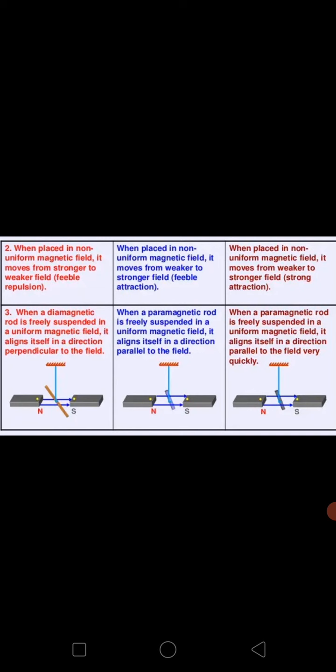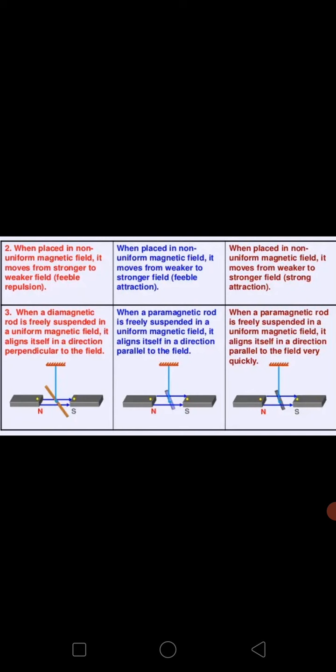And now when the diamagnetic substance, or you can say a rod, as indicated in the diagram, is freely suspended in a uniform magnetic field, it aligns itself in a direction perpendicular to the field. So you are observing the direction of the magnetic field from N to S, uniform magnetic field, and when the diamagnetic rod is placed in it, it aligns itself perpendicular to the magnetic field because it is repelled by the magnetic field.